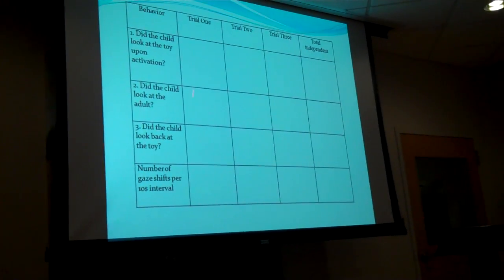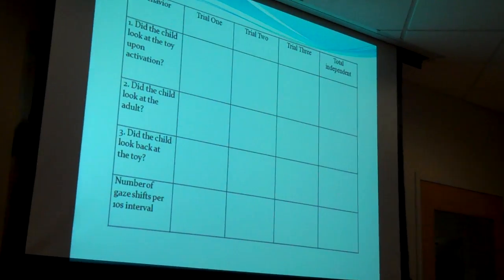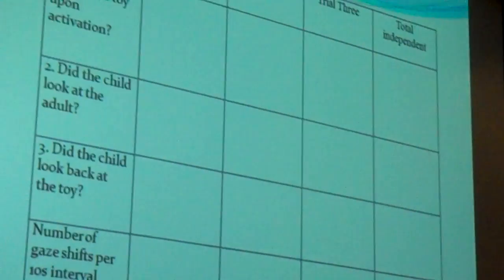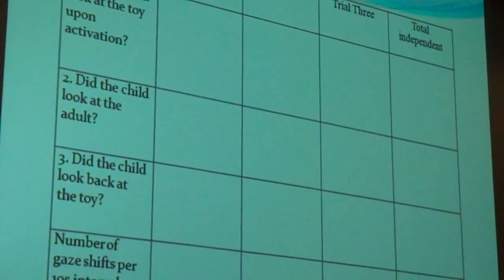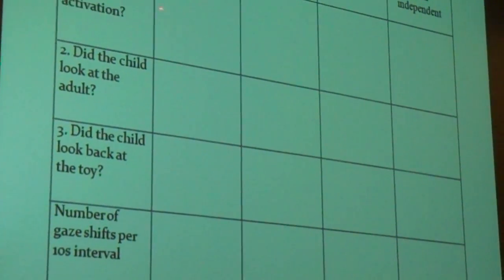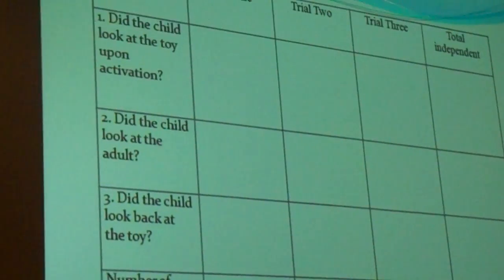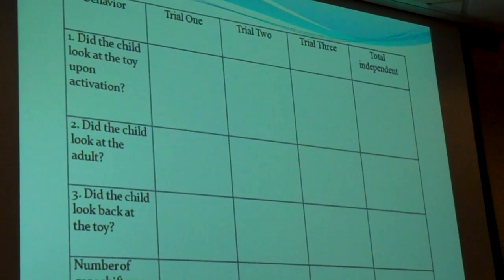This is the form that we use when we look at it. This is the data sheet that we look at. So again, down here on this column, we're looking at the 3 steps, and then down here along the last one is the number of gaze shifts per 10-second interval. And then how you would score this is you would do several trials, because you want to make sure the response is consistent. You want to get an average of how the child's performing at this skill. So we're going to take trial 1 and see how the child did at step 2, at step 3, and then how many gaze shifts did occur during the 10-second interval.